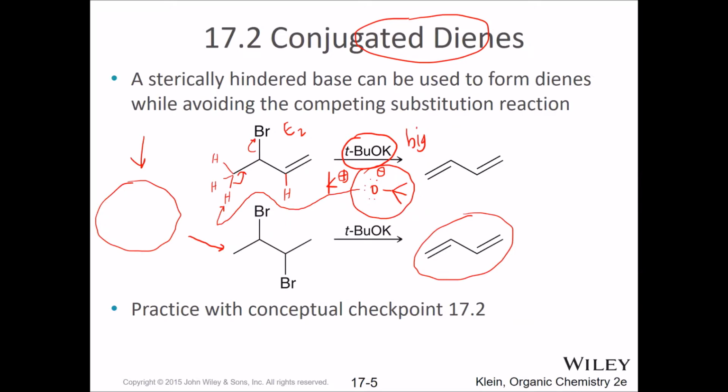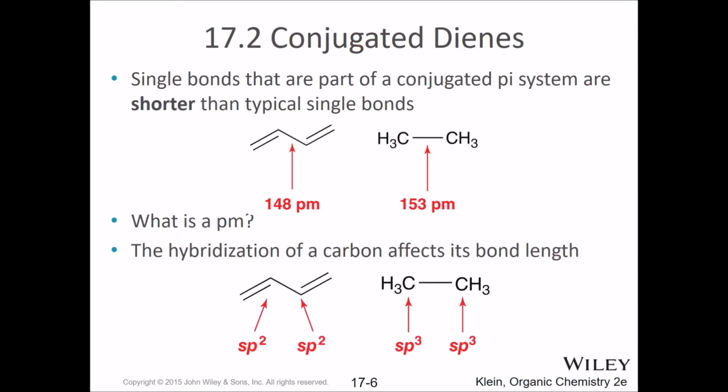Let's talk more about conjugated dienes. Single bonds that are part of a conjugated pi system are shorter than typical single bonds. This is 148 pm. My question for you: what is pm? And this one's 153 picometers. Can you see that this single bond is shorter by a couple picometers?